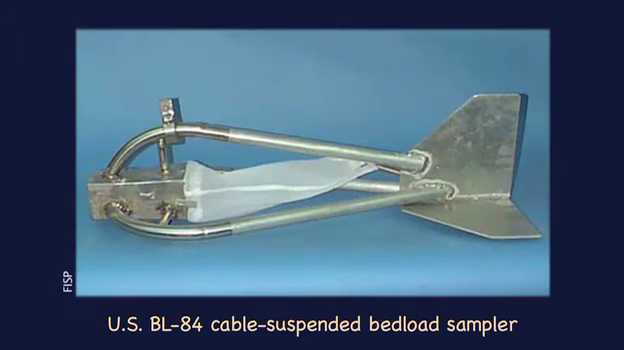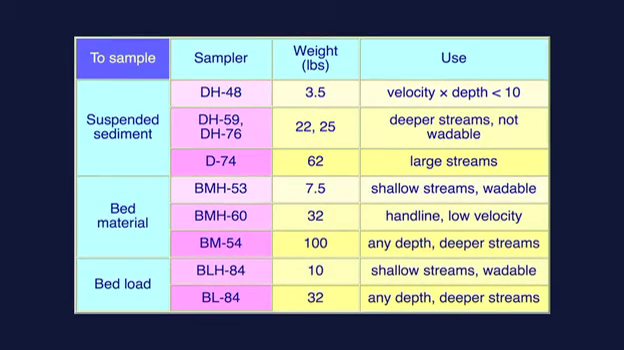The US BL84 is a cable-suspended bedload sampler used to collect bedload samples from a stream of any depth. This sampler must be supported by a steel cable and reel suspension system. The sampler weighs 32 pounds. This table shows a comparison of sediment samplers.